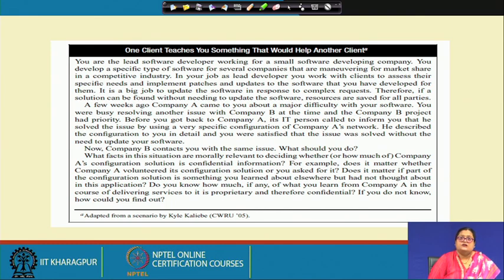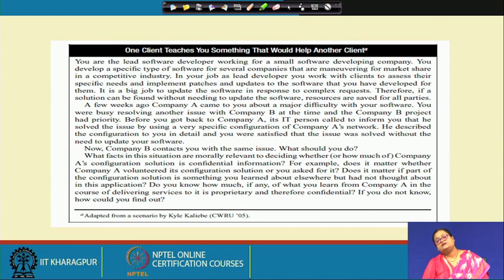So, here what are you doing? You work with different clients to assess their specific needs and implement patches and updates to the software that you have developed for them. So, it is a big job for you to update their software. Because you are working for each party and trying to solve their issues, and you are putting patches to your originally developed software as and when needs arise, you are thinking that if a solution can be found without needing to update the software, then resources are saved. So, your intention till here is fine, in the sense that you want resource saving for all parties.